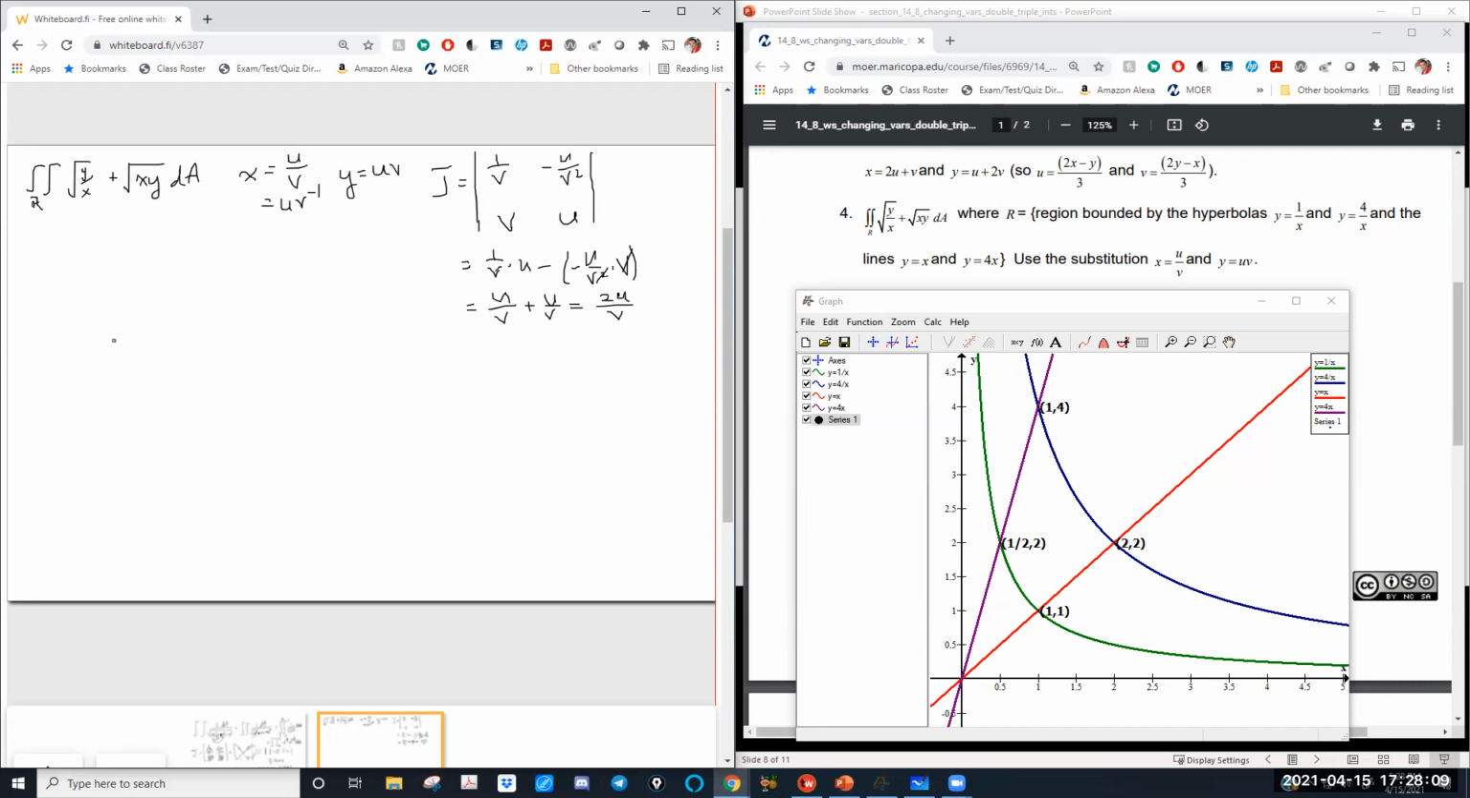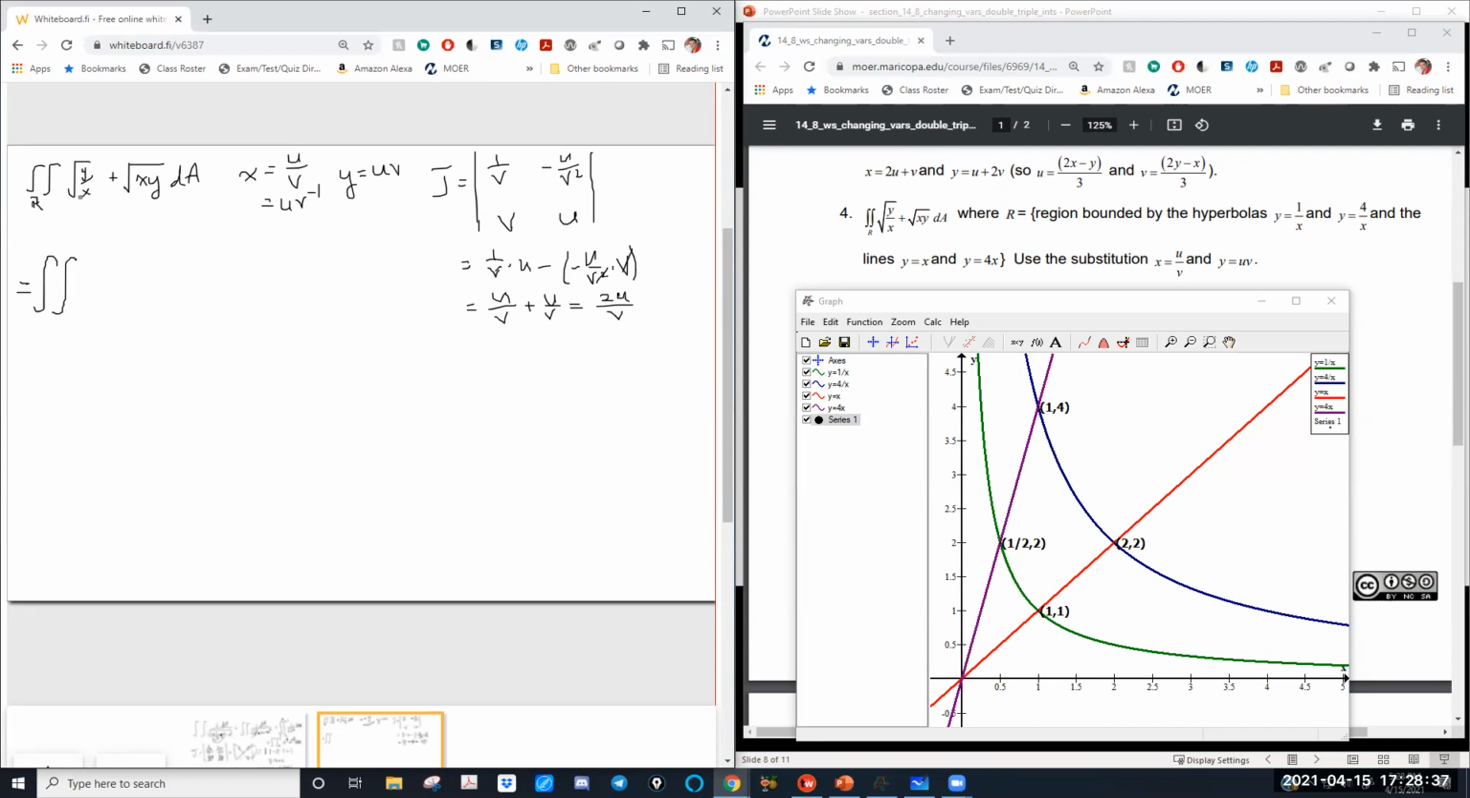All right. Questions about the Jacobian calculation? All right, we're getting there. Next thing we do, let's substitute everything in and see what happens. We'll do the limits last.